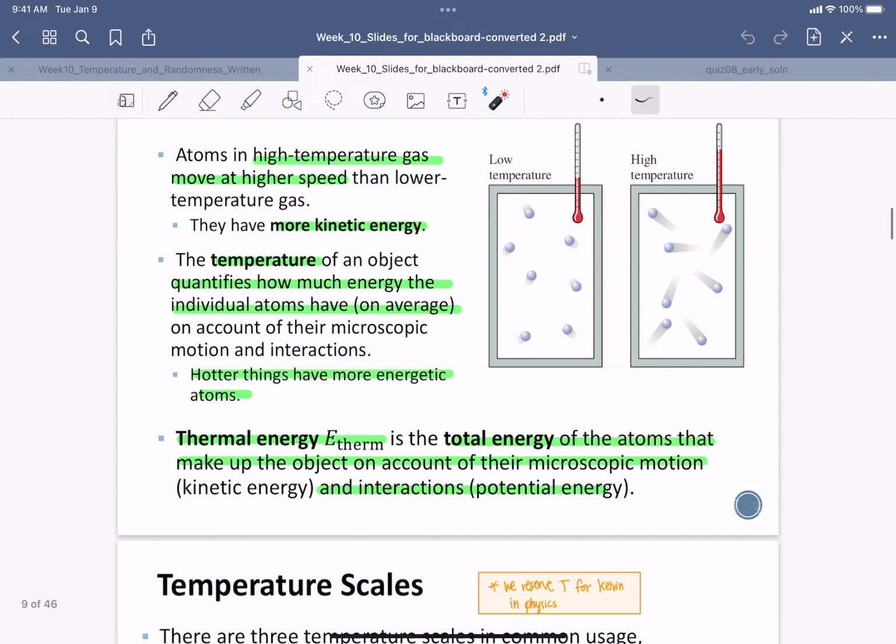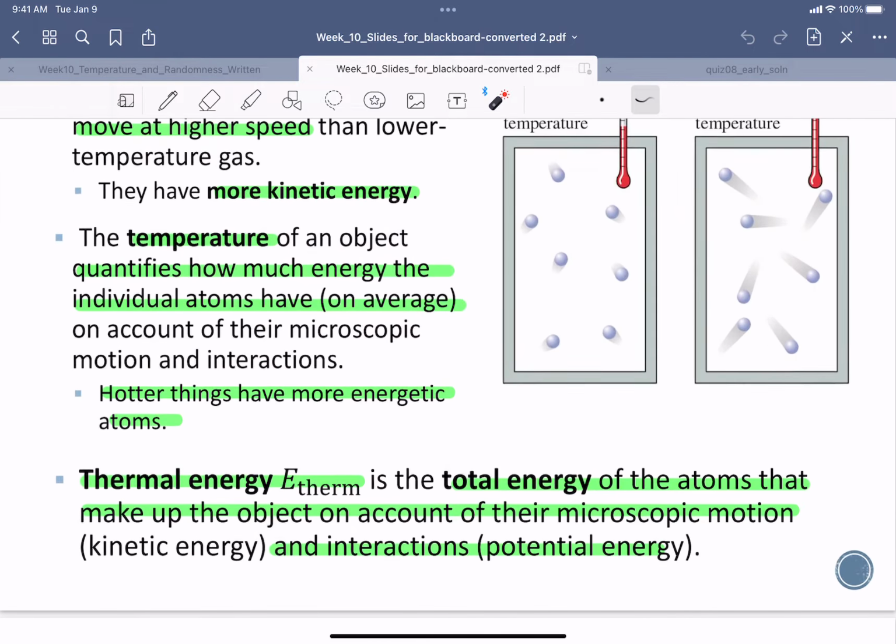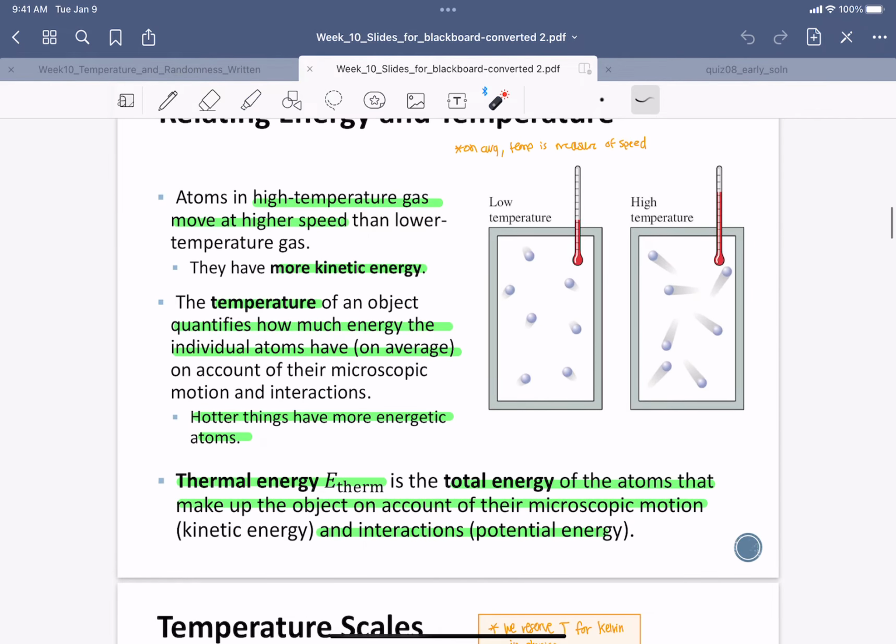And the reason for that is, if you look at 3/2 k_B T, this part is essentially constant, so the only thing that's dependent in that case is temperature. So we define temperature as the average kinetic energy.